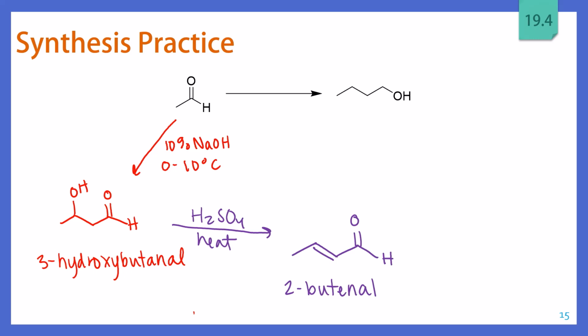and then in our last step we want to get rid of both the alkene and the aldehyde. And to do that, we could react with hydrogen and nickel under high pressure to hydrogenate the alkene and reduce the aldehyde to an alcohol.